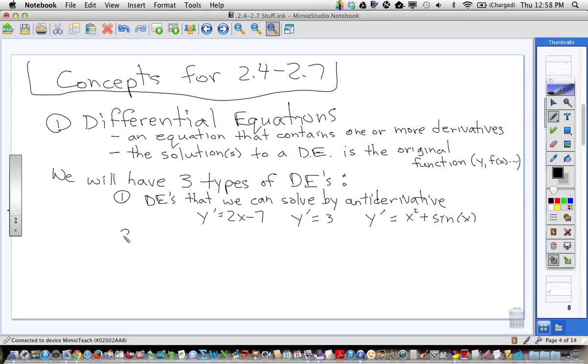Okay, the second type would be like the other one we just did. DEs that we can't solve. We haven't learned enough. We haven't taken a course in differential equations. We must be given the solution.